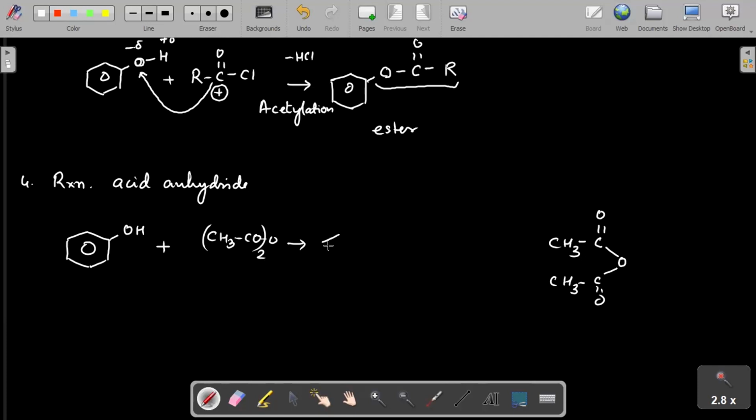Here what we get? Again we get the ester. Benzene, O here, carbon, oxygen, CH3. Again this reaction is called acetylation. Similar to the reaction we have seen here. So here we used acid chloride, and here we are using acid anhydride, right? This reaction takes place in the acidic condition.